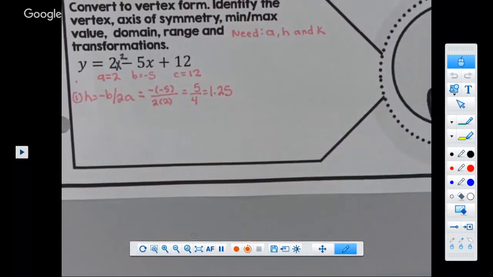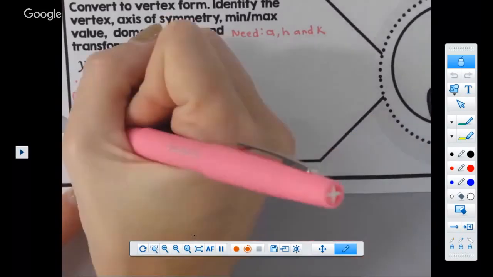Is that okay? Sure. Yes, because I'm not asking you to graph it. Would that be ridiculous if I was asking you to graph it? Yes, because you can't really graph that, right? But all I'm asking you is to tell me all this stuff. So here we go. Okay, we have H. How do we find K?